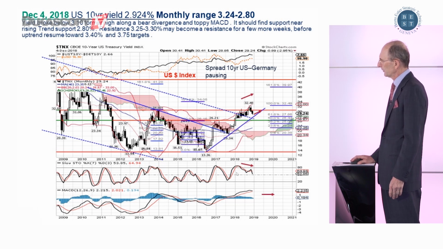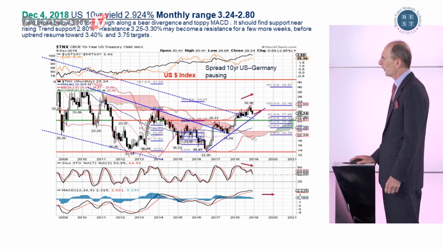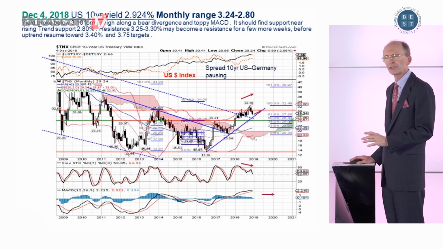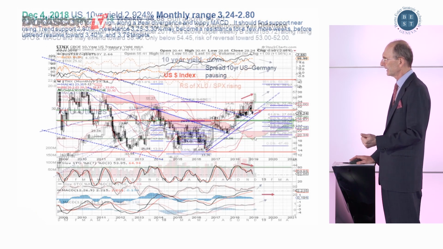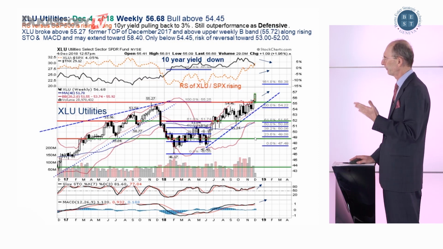Now, you notice here also on the momentum side a bearish divergence, which explains and reinforces the fact that probably the rates are going to hold between 325 and 280. Now, what impact does it have on the US sectors? Well, if yields are coming down, that means automatically utilities are moving up.